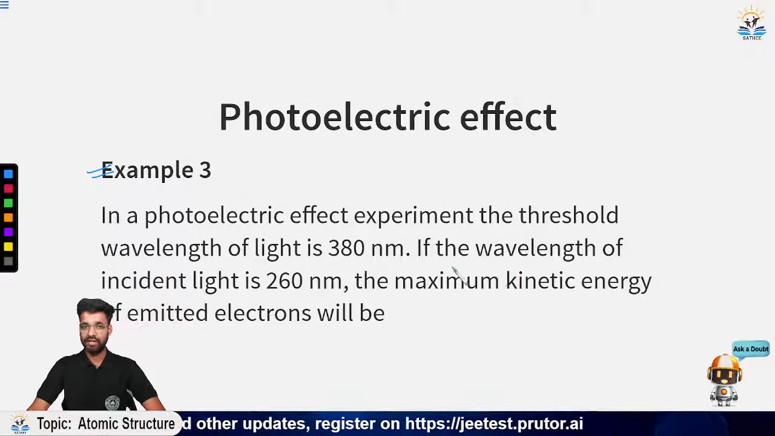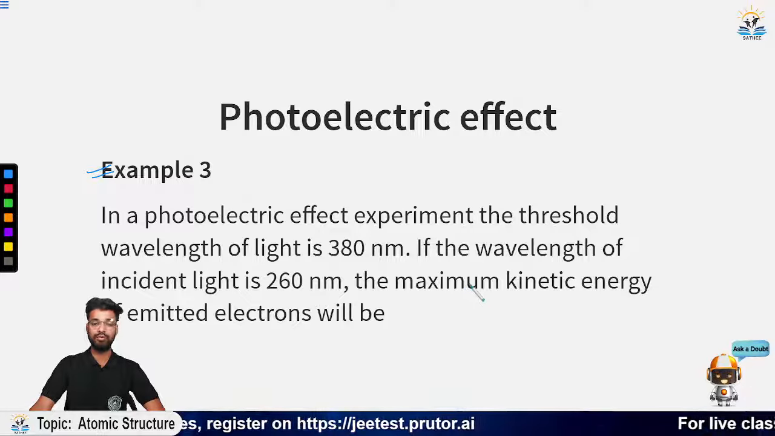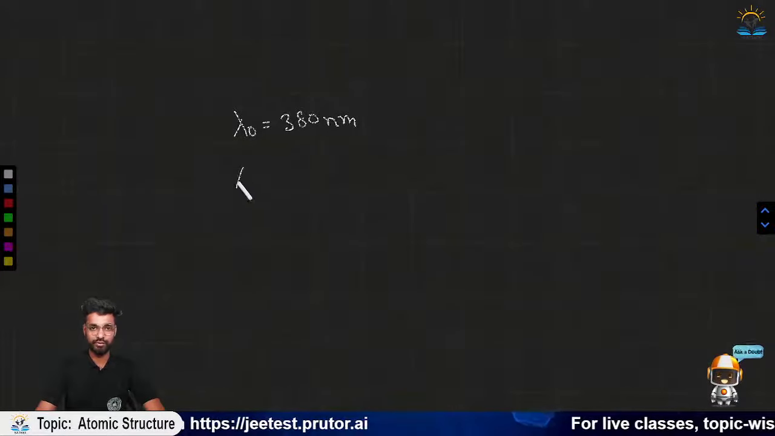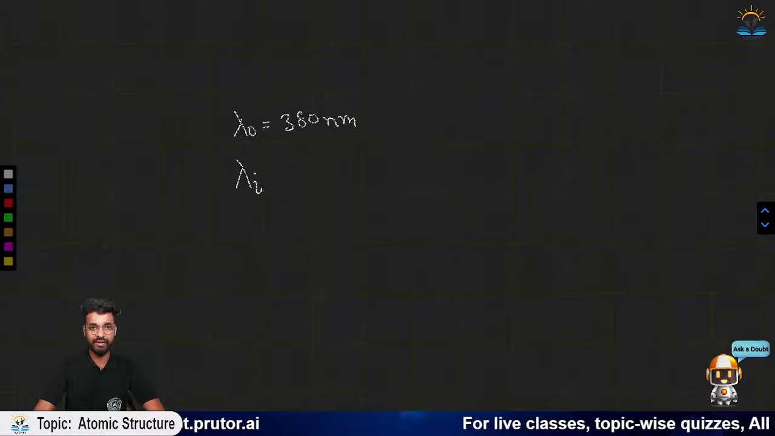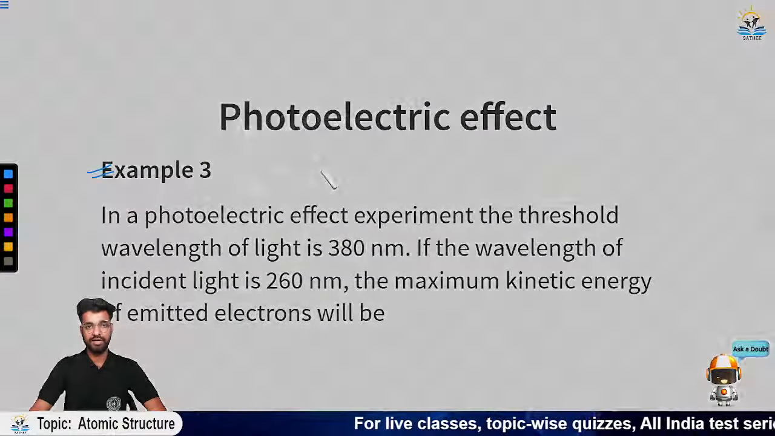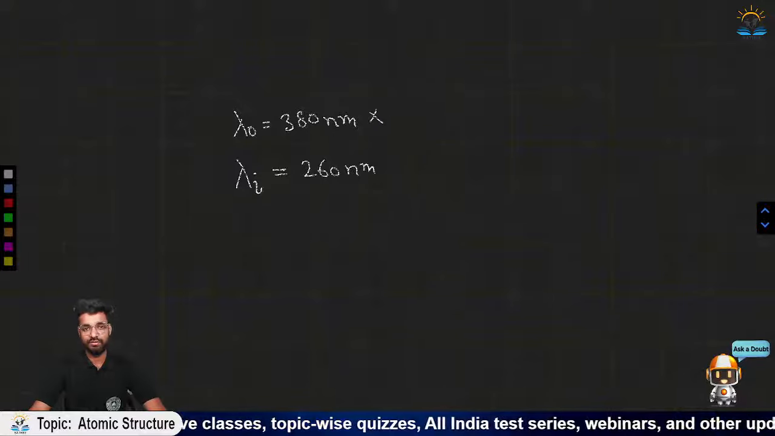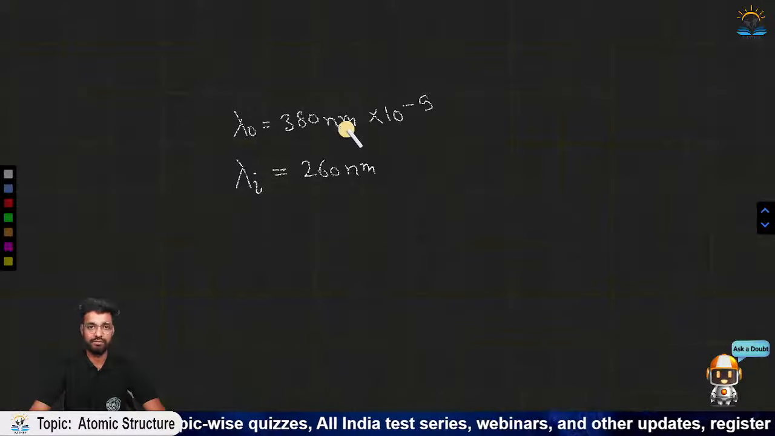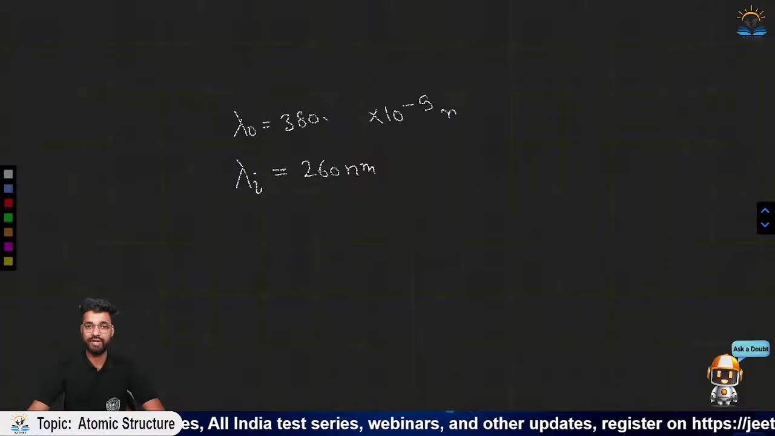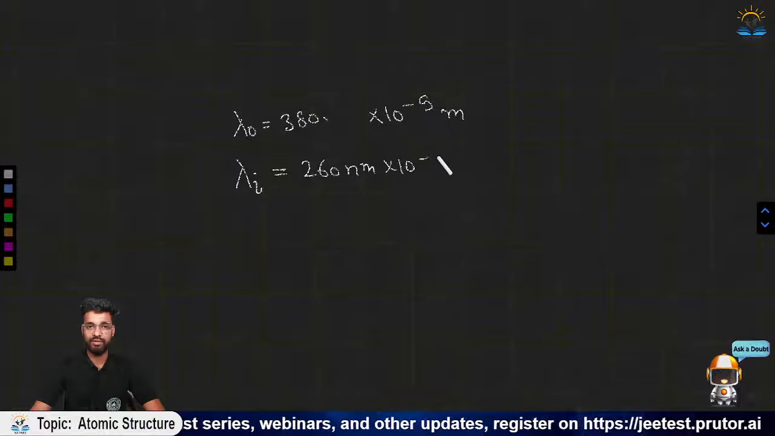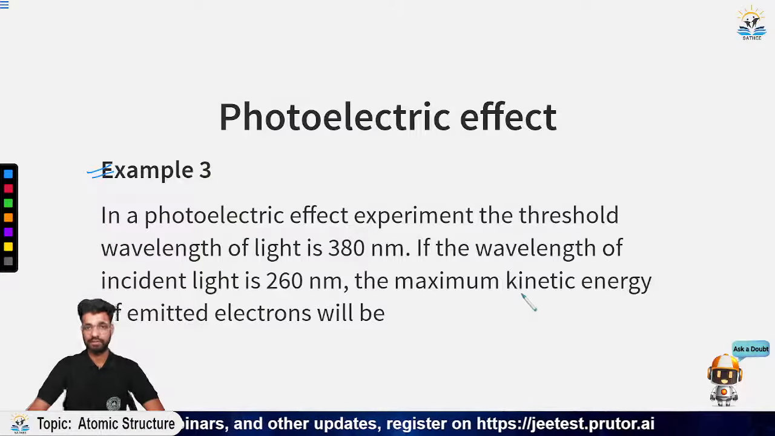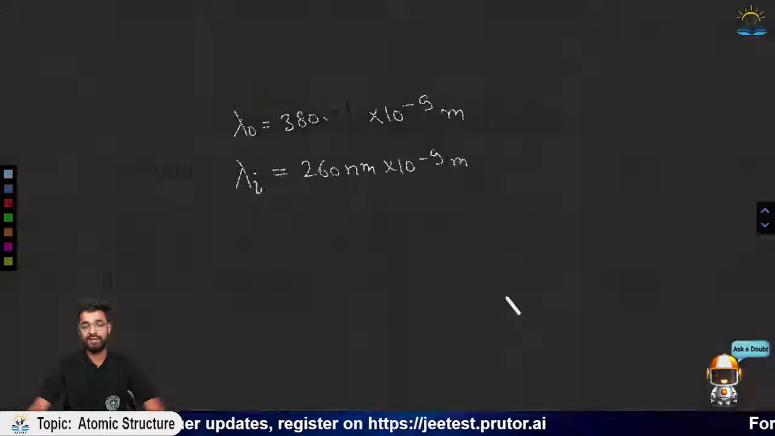And it is said that the wavelength of the incident light is 260 nanometer. So we have the incident wavelength, which I am representing by lambda I. It is 260 nanometer. First of all, we convert it into meter, so it will be 10 to the power minus 9 meter, and it will be also 10 to the power minus 9 meter. What is the maximum kinetic energy of the electron?